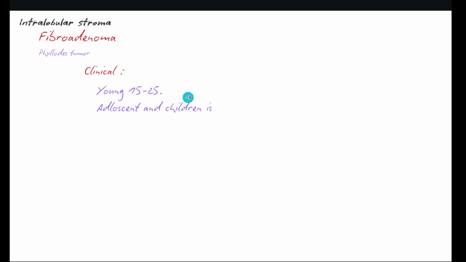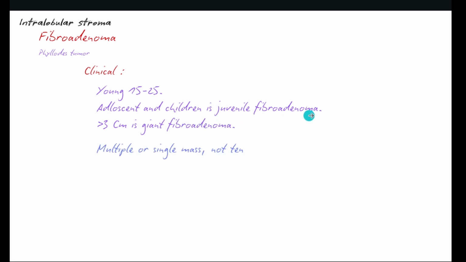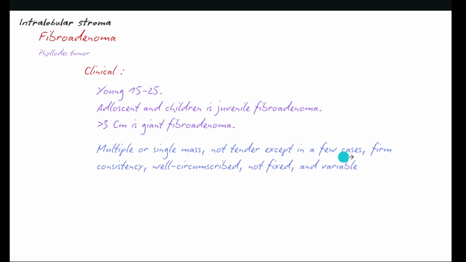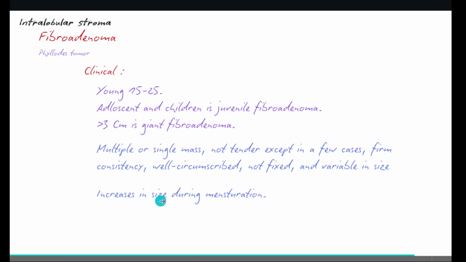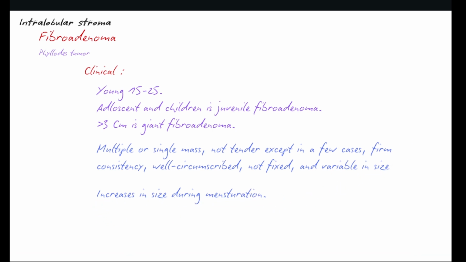Clinically, the patient is usually young, from 15 to 25. If the fibroadenoma appears in adolescents or children, we call it juvenile fibroadenoma. And if it is more than 3 centimeters, we call it giant fibroadenoma. Usually the patient will have multiple or single mass, not tender, except in few cases. Firm in consistency, well circumscribed, not fixed, and variable in size. It increases in size during menstruation because the epithelial cells have receptors for estrogen and progesterone, and this will increase the size.